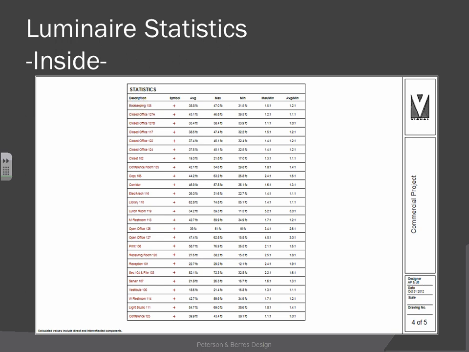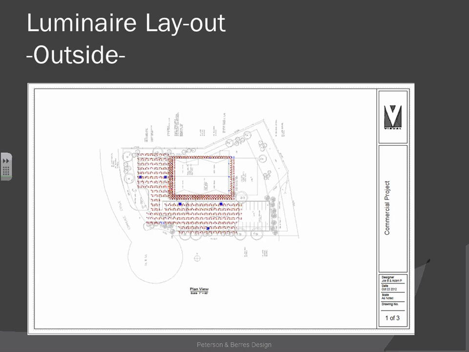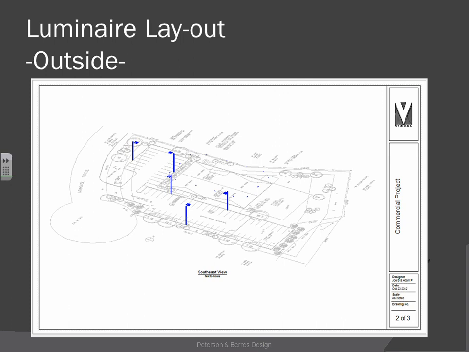Here's the top view of our outdoor luminaires. They have 5 pole mounted lights. You can see all these little red dots if you have calculations on. Here's the southeast isometric view of our pole mounted lights in the parking lot.